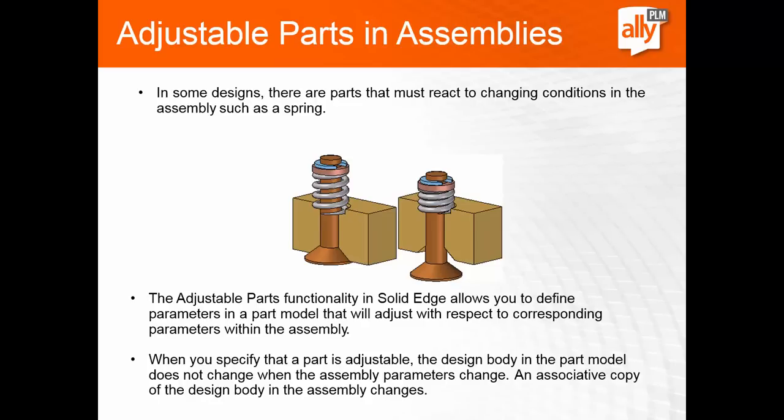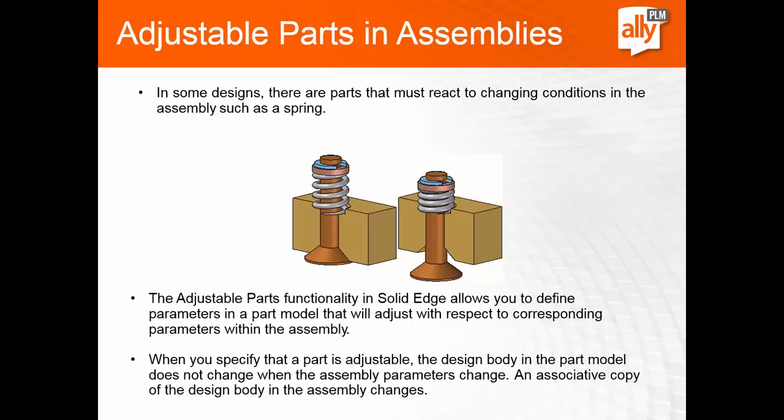So real quick, just a quick review of what an adjustable part was. I'm going to show you a quick example of an adjustable part, a spring, and I'll explain why later on. But in some designs, there are going to be parts that need to react to changing conditions in the assembly. And again, just in this case, a spring. The adjustable part functionality in Solid Edge allows us to define different parameters in our part model that will adjust to corresponding parameters within the assembly.